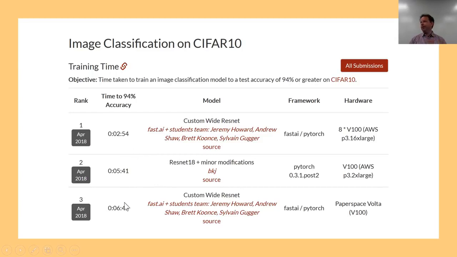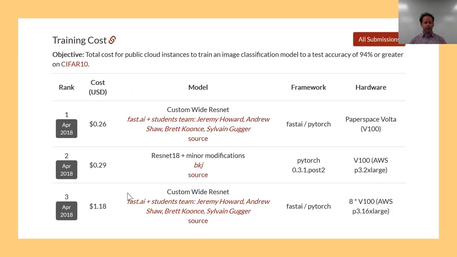So all the top three are fastai students, which is wonderful, and same for cost, the top three, and you can see Paperspace. Brett ran this on Paperspace and got the cheapest result, just ahead of BKJ. Ben, his name is, I believe.